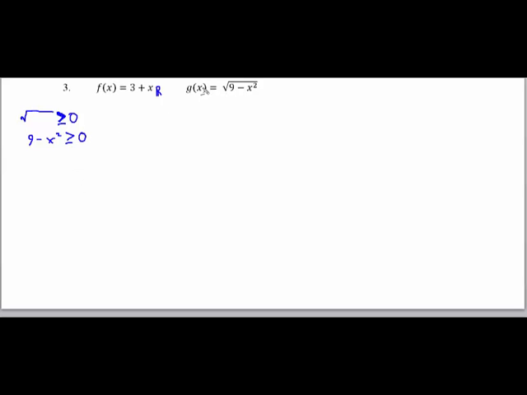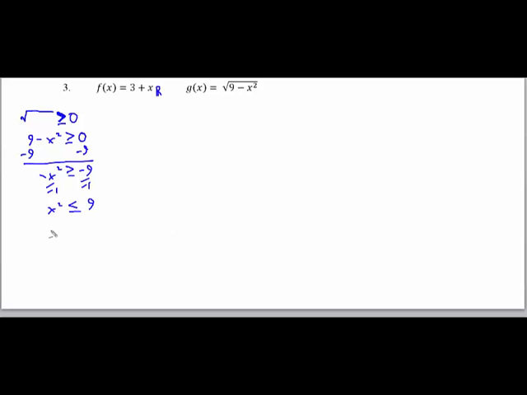Please note, if you're using an older worksheet, that this new worksheet has flipped f and g for the purposes of the example I'm about to give. So I'm going to subtract 9 from both sides, and this gives me negative x squared is greater than or equal to negative 9. Divide both sides by negative 1, and so now I have x squared is less than or equal to positive 9.